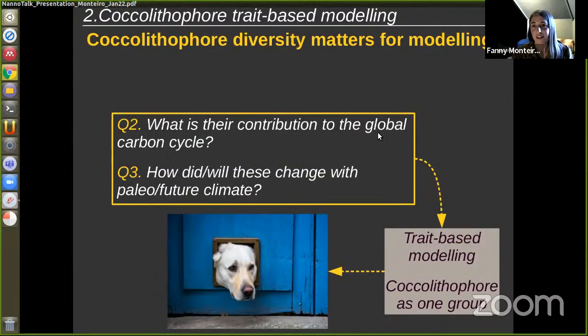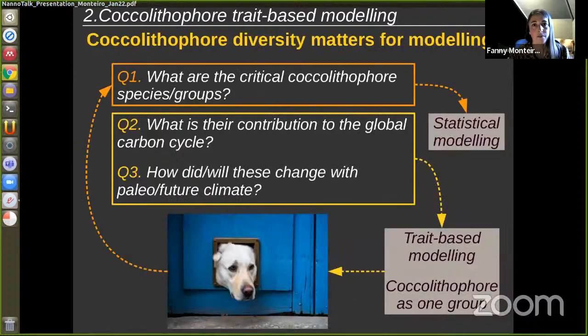Based on that, we weren't able to model coccolithophore yet with the trait-based approach. And I wasn't able to answer my two last questions about their contribution to the global carbon cycle and how they evolve with climate change. One issue is that we don't know the benefits very well, and also we assume one group of coccolithophore, but maybe different groups have different benefits. So to stop being stuck, I had to find a different way to move forward with the coccolithophores.